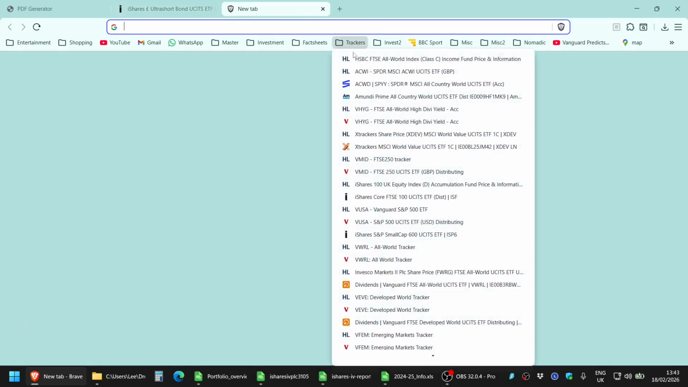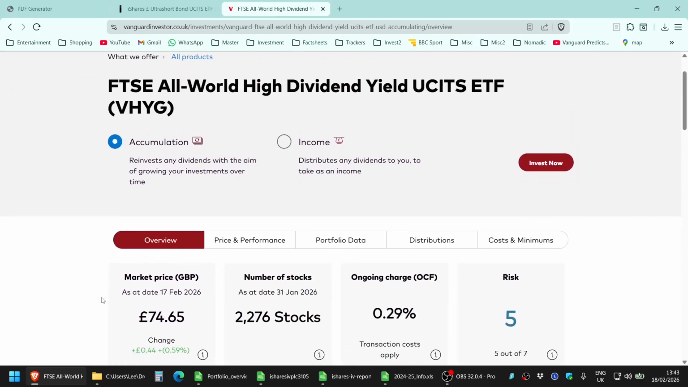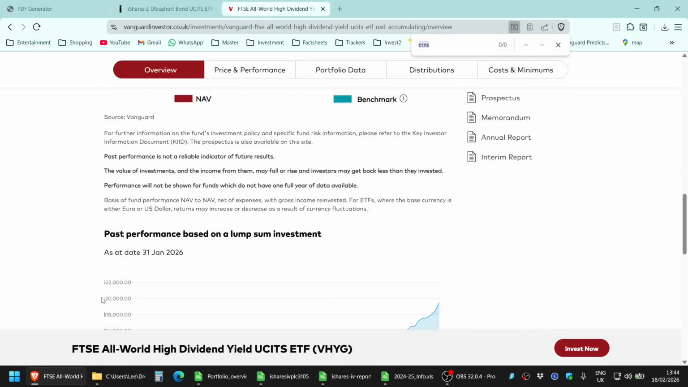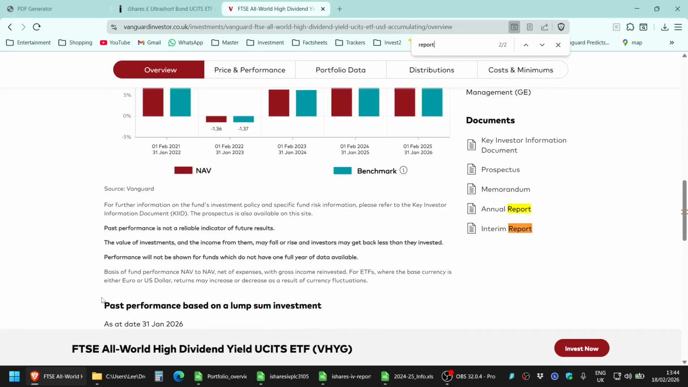Just as another example of how you actually find the information, let's go for an accumulation one. Let's go for VHYG, shall we? I've not actually done this before for this one. So let's go for an accumulation. High world dividend. I wonder if I just search for the word excess maybe, or reportable. Oh, it should be in the document, shouldn't it?